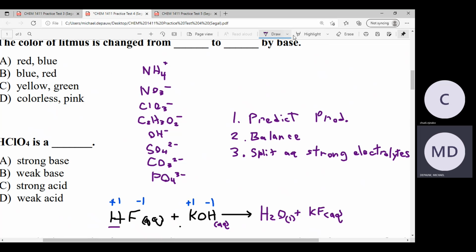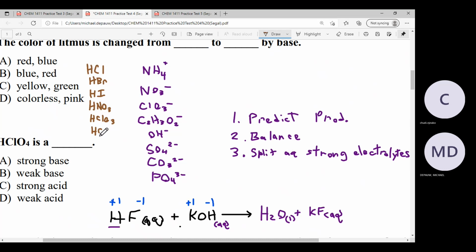So the 7 strong acids, I'll change my color real quick. The 7 strong acids are HCl, HBr, HI, hydroiodic acid, HNO3, nitric acid, HClO3, HClO4, and H2SO4, the only diprotic, two-hydrogen strong acid. Okay. All right. So those are your 7 strong acids.